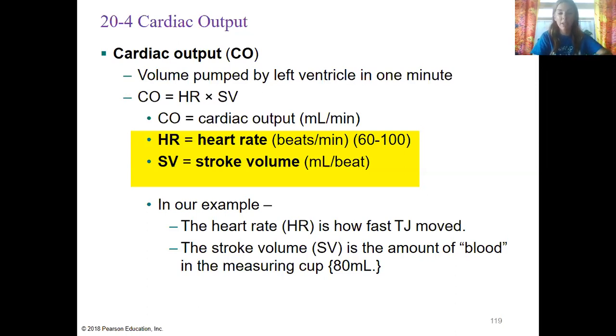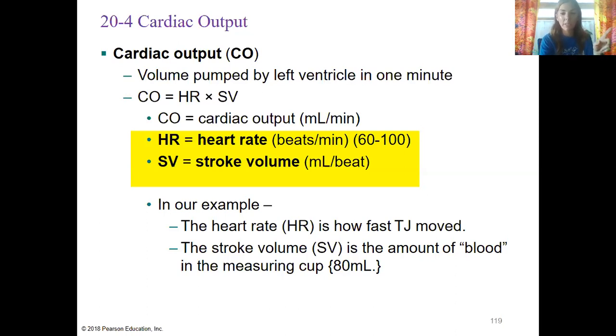So my daughter counted how many times he dumped into the bowl. That was 9 times. So in this particular instance, the heart rate is how fast he moved. So 9 times for the heart rate, the stroke volume, which was 80 milliliters, which is what he filled that 1/3 cup up with. So if we do 9 times 80, what is that? The answer is 720. 720 milliliters per minute is how much TJ was able to actually put into the bowl. So that's how much blood got into the body in his minute.